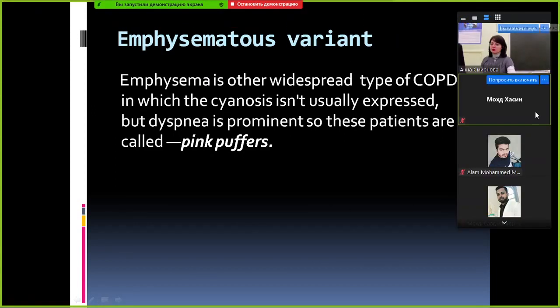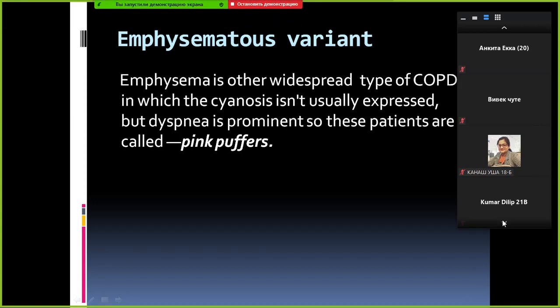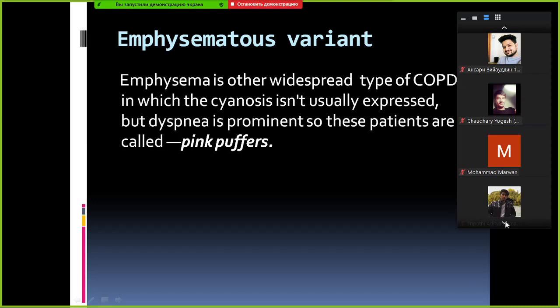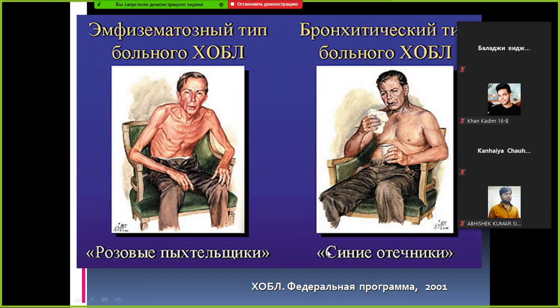The next variant, the second variant, is the emphysematous variant. In this case, it is a more widespread type of COPD in which cyanosis is not expressed, but dyspnoea is very prominent, and these patients are called pink puffers due to this dyspnoea. This picture illustrates two types of COPD. This is a patient with the emphysematous type of COPD, and this is a patient with the bronchitis type of COPD, or blue bloater.